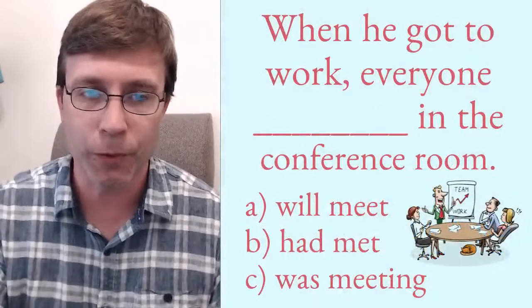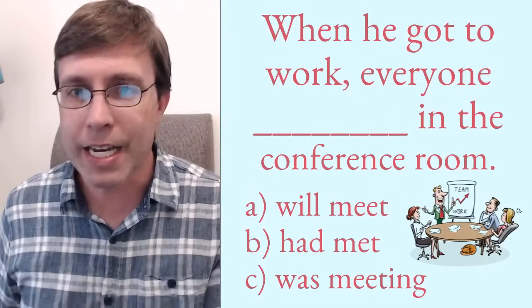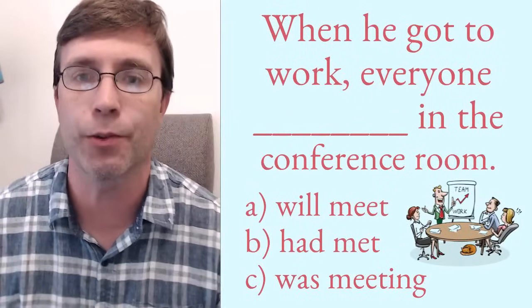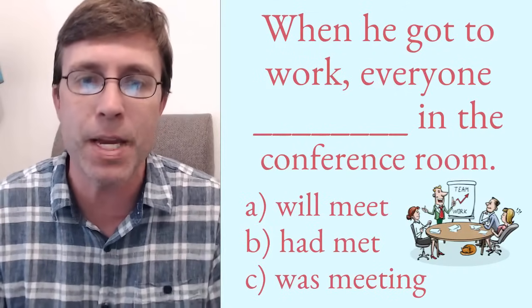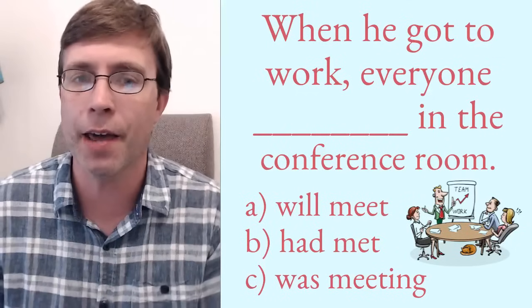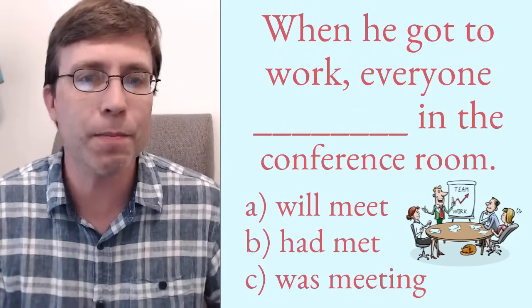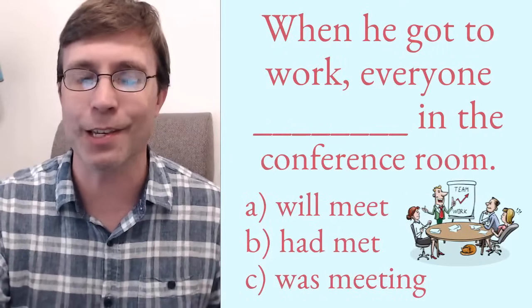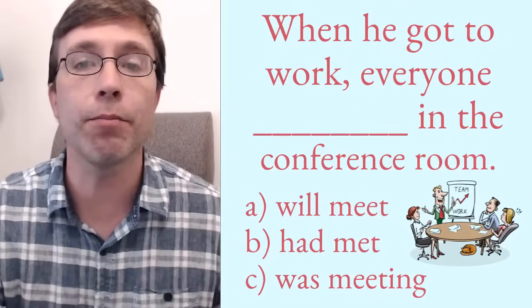All right, ready? When he got to work, everyone in the conference room. What do you think? A, will meet. B, had met. C, was meeting. All right, which of those tenses, which of those verbs best completes this sentence?